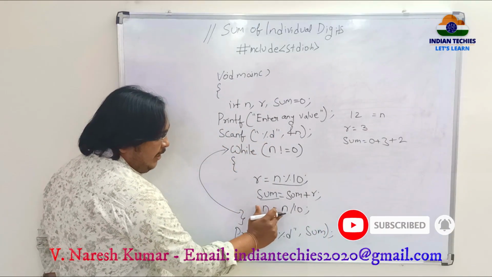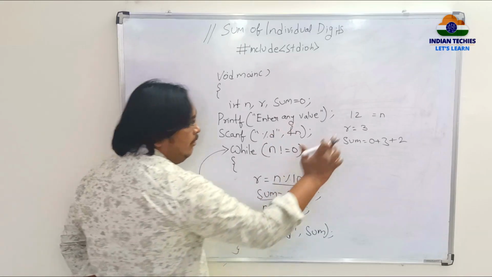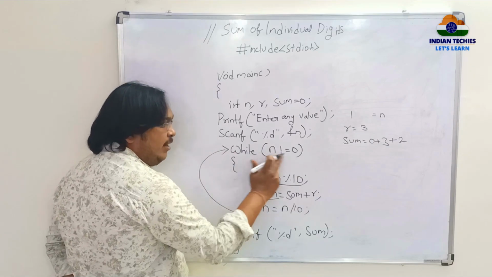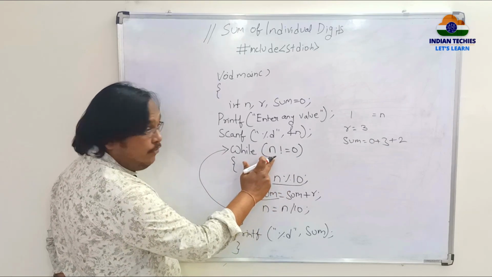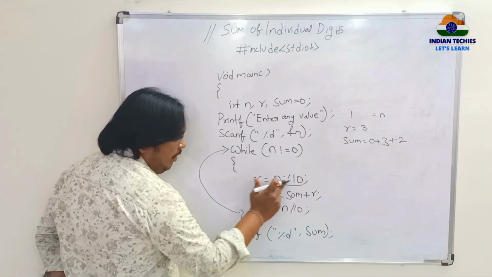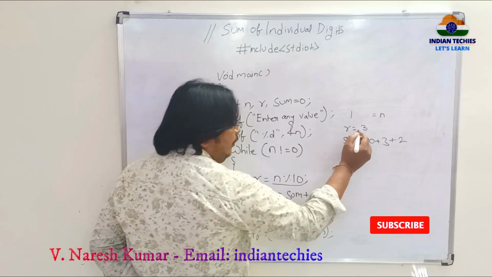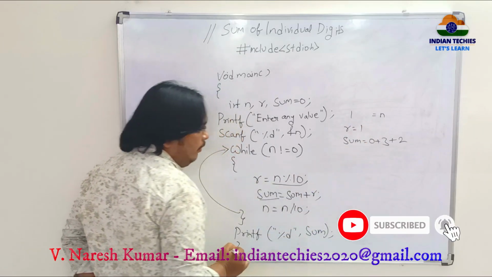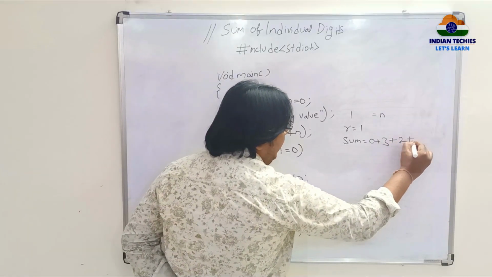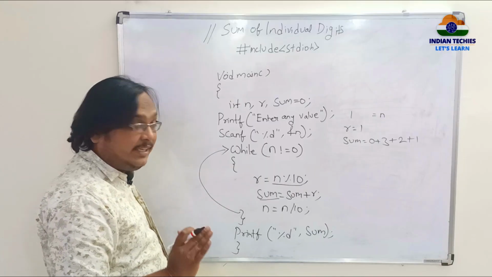Next, n is equal to n by 10. What is n value? 12. 12 by 10, now n becomes 1. Again go to the loop starting. 1 not equal to 0, because n value is 1. Yes, it is not equal to 0. Go inside. 1 mod 10. Remainder is 1 only. Now add this remainder to sum. So now sum consists of the total 6.